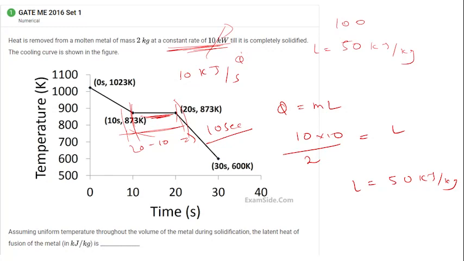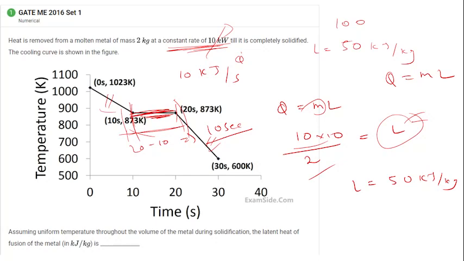So in 10 seconds, how much it will be you can calculate, right? 10 cross 10. Then what is the mass that is given? Q is mL, right? Mass was given as 2 kg. So from there you can calculate L, which is your latent heat of fusion. Now you got it? Yes, madam. Now we have to take this region of fusion. That is the whole way to solve this question.